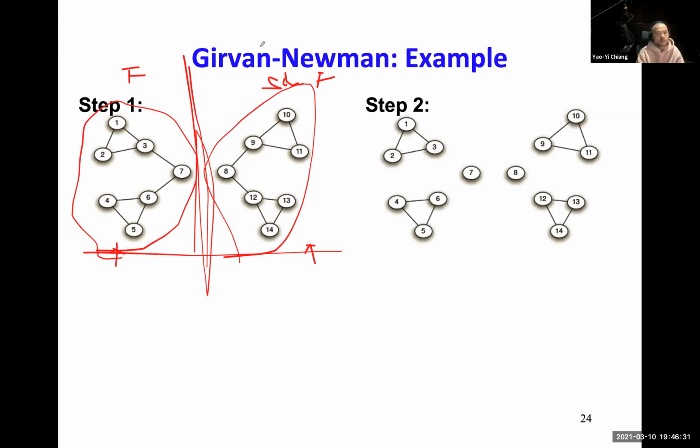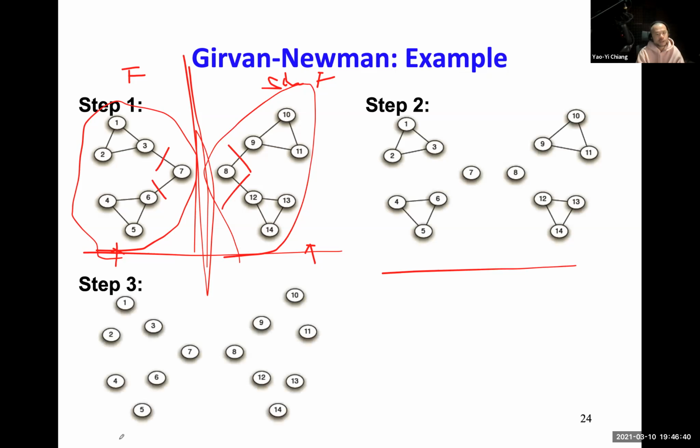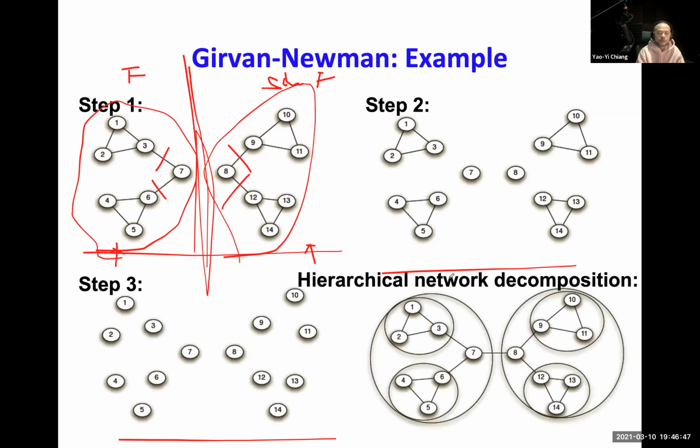And again, within each community, you cut the edges with the highest number, and this is your result. You do this again, and this is your final result, right? Each node is a community. And this gives you a very nice hierarchical structure.